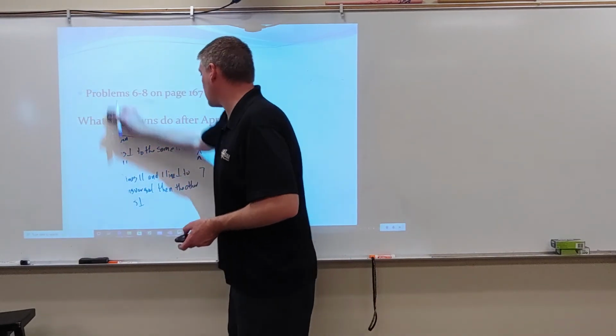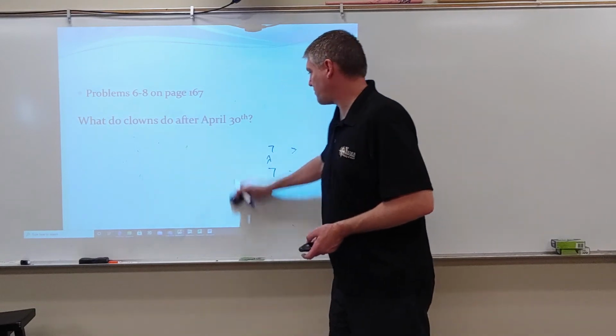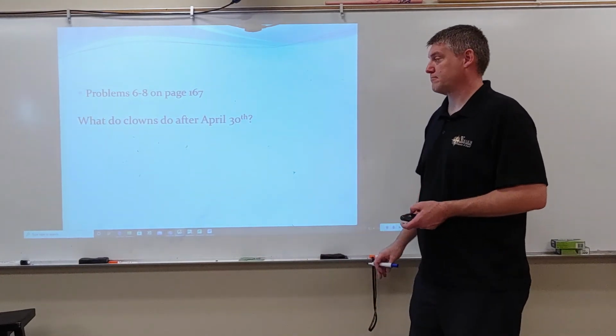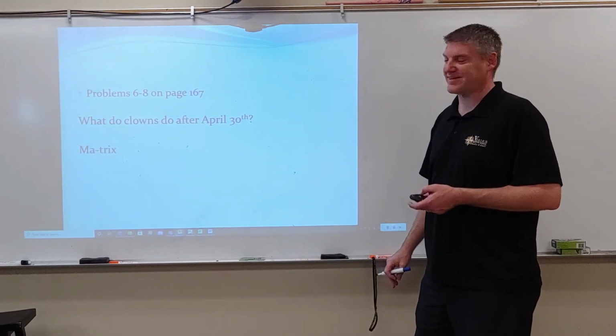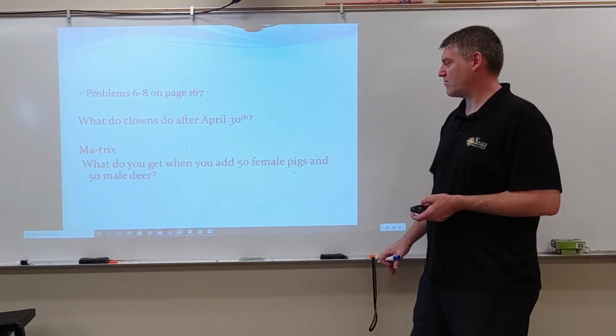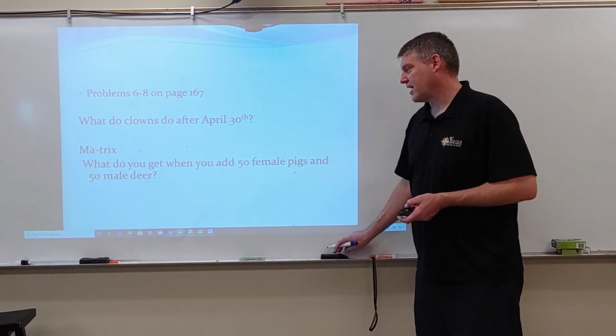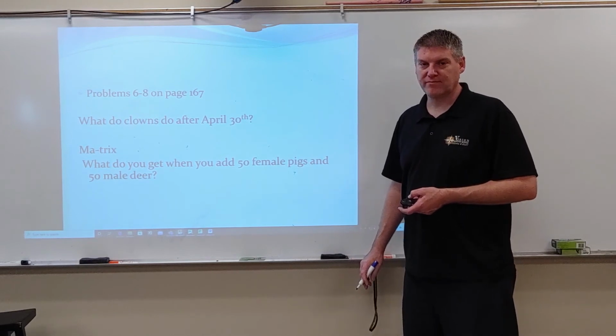Okay, so what do clowns do after April 30th? Matrix. What do you get when you add 50 female pigs and 50 male deer? $100,000.